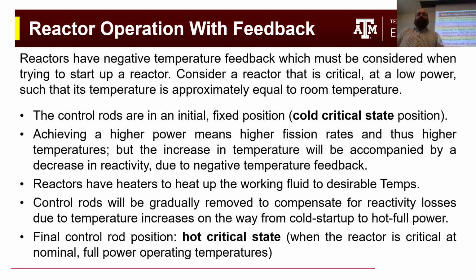So if you think about where your control rods are when you start the reactor cold, compared to when the reactor is operating at full power, there's going to be a difference in the height. Those control rod positions are referred to as the cold critical state and the hot critical state, which is where the control rods are when the reactor is cold, and when the reactor is hot and operating at full power.